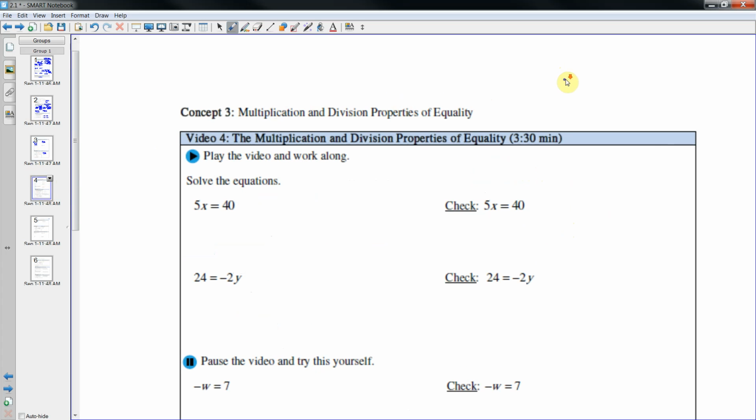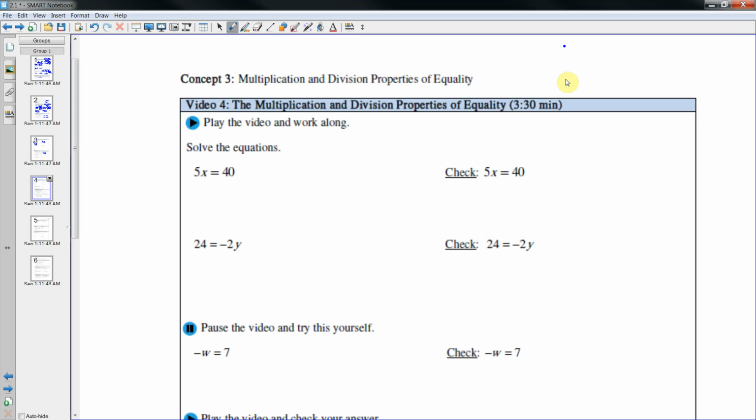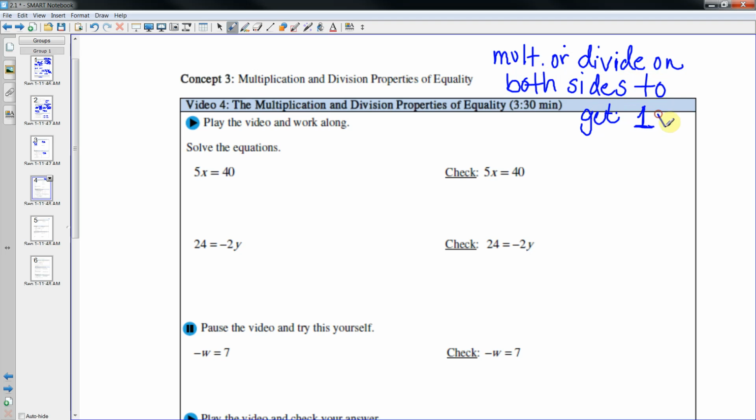Okay, moving right along. Multiplication and division property of equalities. Just the same as we added or subtracted to each side of the equation, you can also multiply or divide. So multiply or divide on both sides. Again, we want to get a 1, I'm going to say x, but it could be y, it could be z, whatever your variable is, you want a 1 of those.